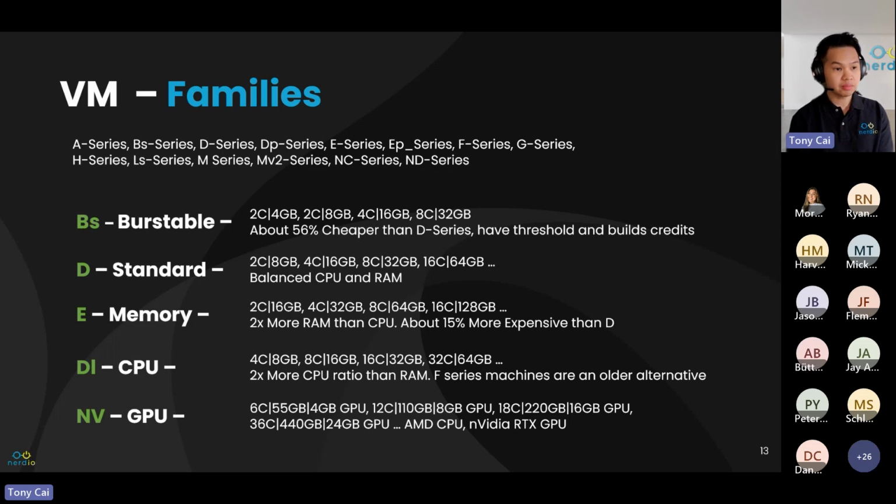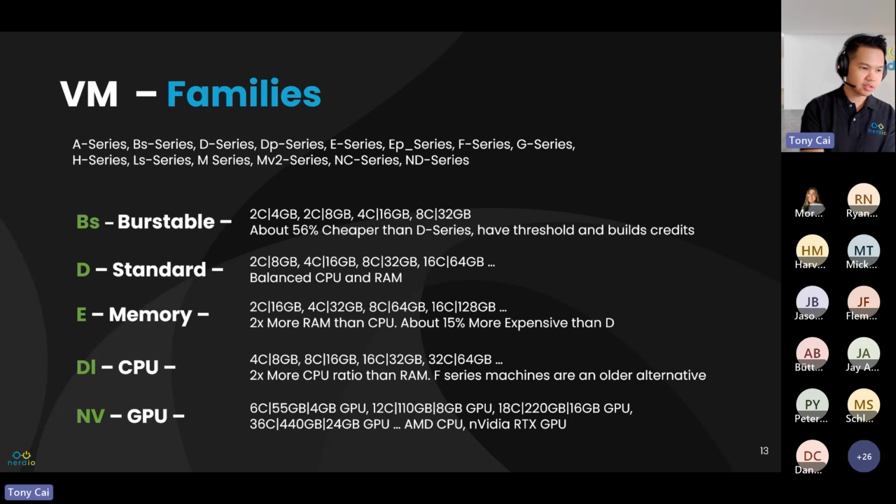E is also very popular. E machines have the same amount of CPU as your standard machine, but they have double the RAM compared to your standard machine. So it's 2 times more RAM, about 15% more cost than your D series standard machine. And these are popular because if you're using it for virtual desktop workloads, you want RAM because RAM is something that your customers will need. They open up a million tabs inside of a browser, and you'll eat up all the memory, right? So there's something about memory that has a lot to do with performance as well, and I'll explain that in a little bit.